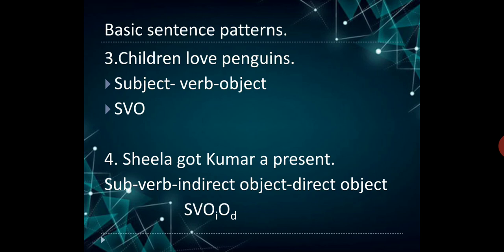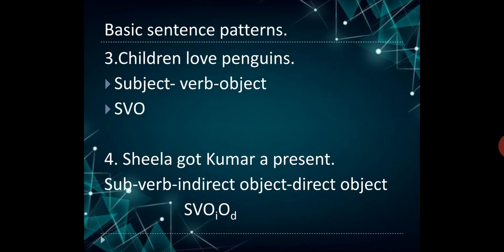Now I will also tell you how to define an indirect object. An indirect object is a noun or a pronoun that comes between the verb and the direct object and tells to what, to whom, or for what or for whom the action of a verb is done. I'll repeat. An indirect object is a noun or a pronoun that comes between the verb and the direct object and tells to what or to whom or for what or for whom the action of the verb is done.